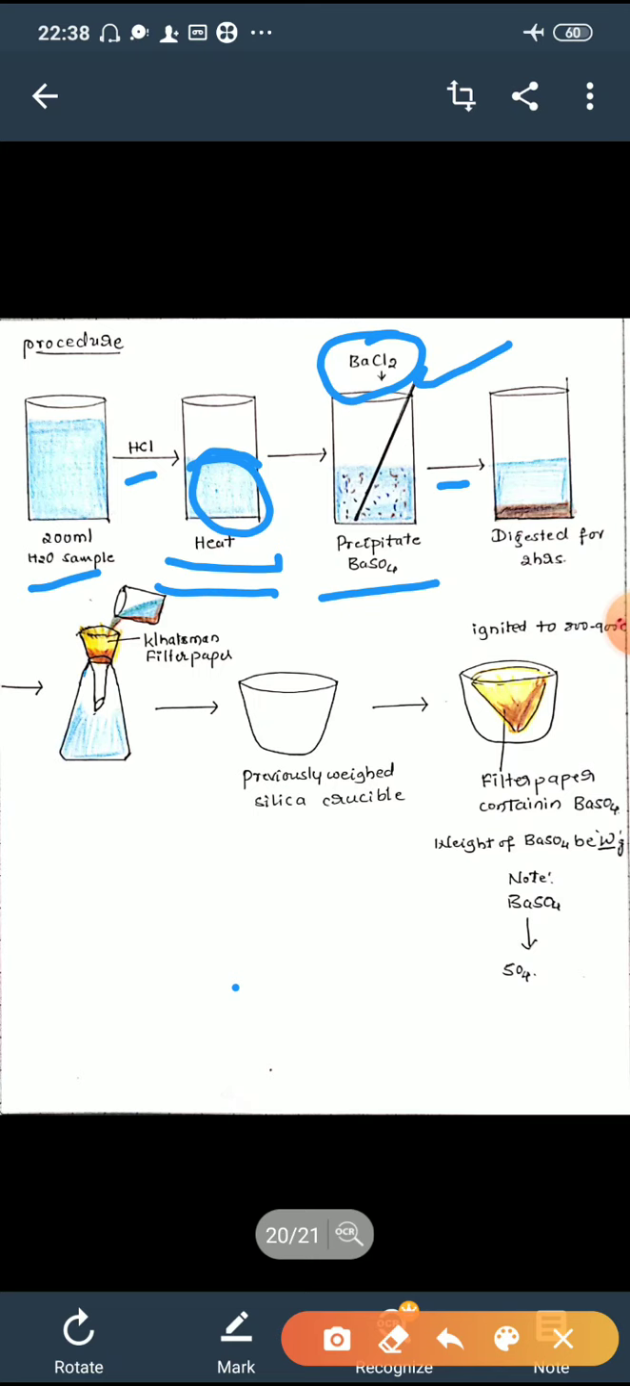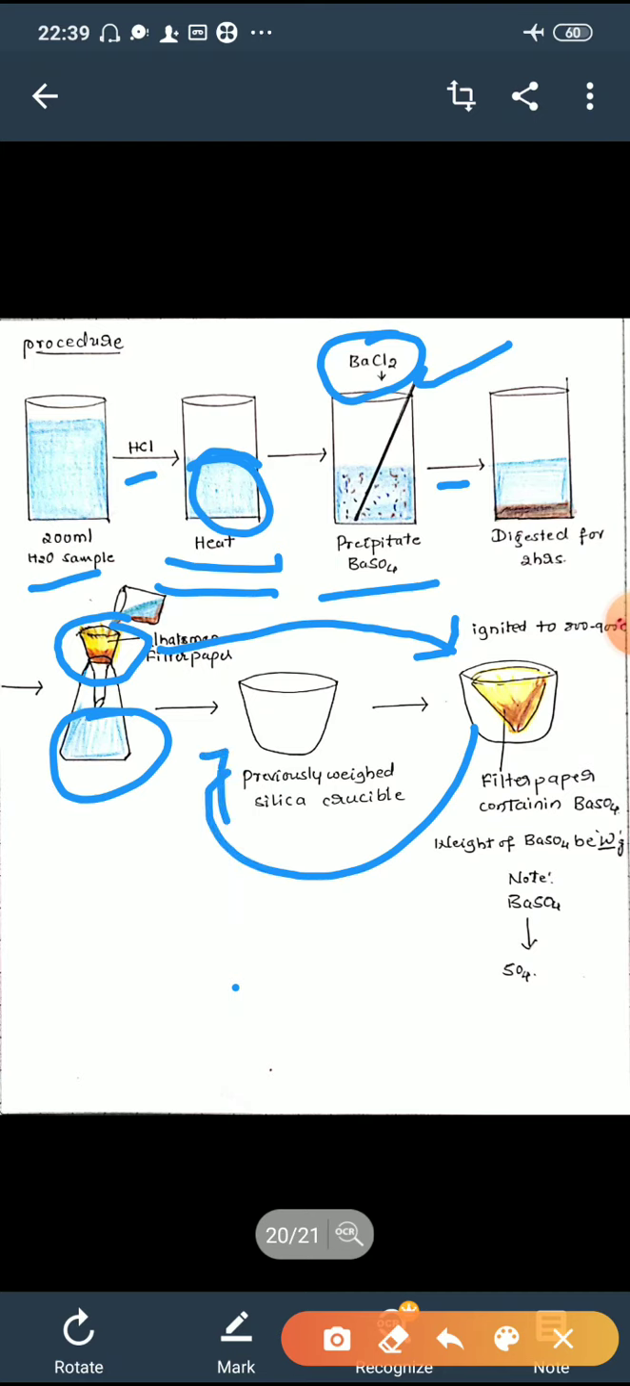Here the liquid in the conical flask is the supernatant liquid, discard that. Then our filter paper will have the product, that is the barium sulfate precipitate. That product along with the filter paper has to be taken in a crucible. That crucible has to be previously weighed. Then this has to be ignited at about 800 to 900 degrees Celsius. Then the filter paper will ignite without producing ash, leaving behind the product.